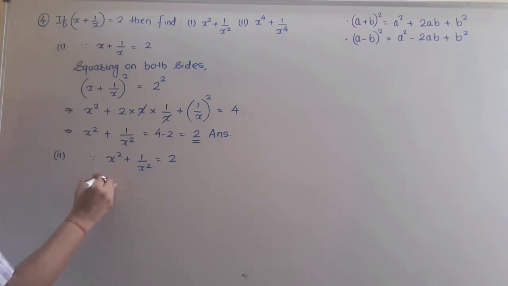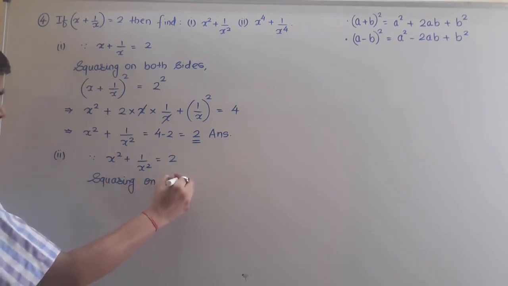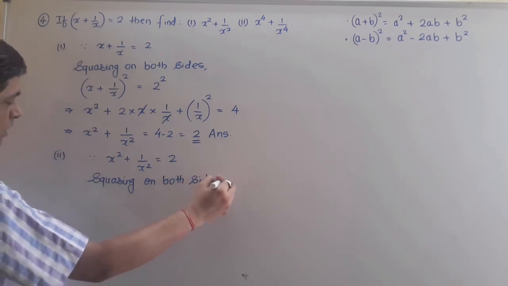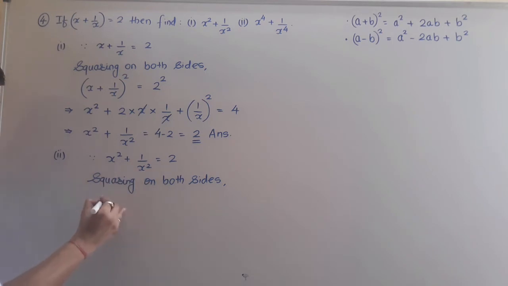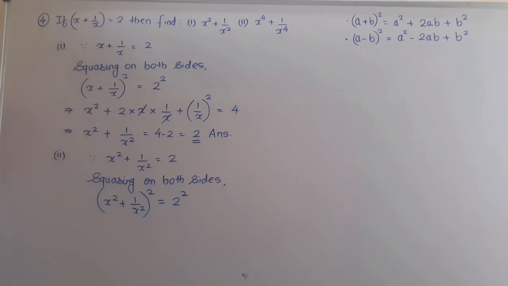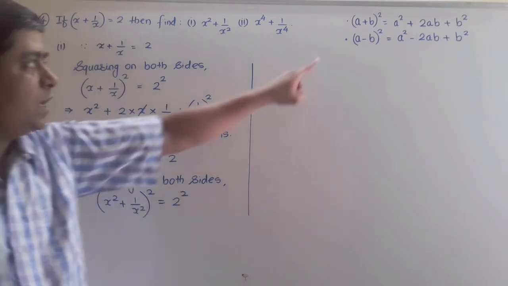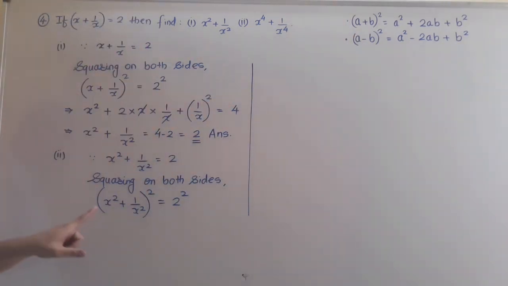Again we shall perform the squaring on both sides. So squaring on both sides. Okay, so let us perform the squaring. Again remember, squaring of the addition will be performed here. So this will be x square plus 1 upon x square whole power 2 is equal to square of 2. Again this one I will open by the formula a plus b whole power 2. Compare this bracket with a plus b whole power 2. So value of a will be here x square and b will be here 1 upon x square.